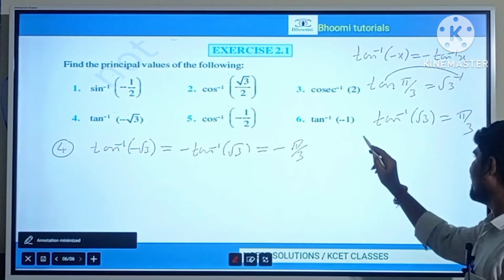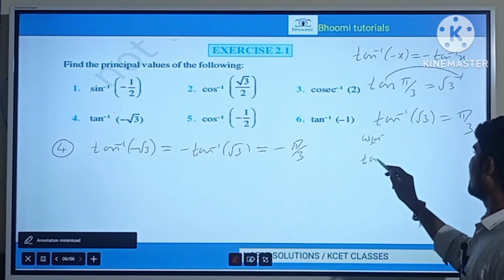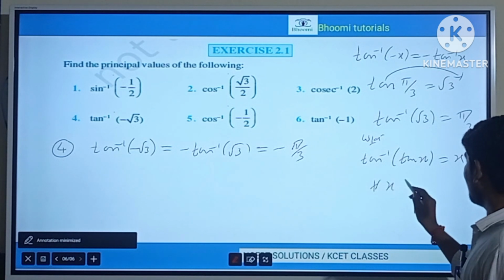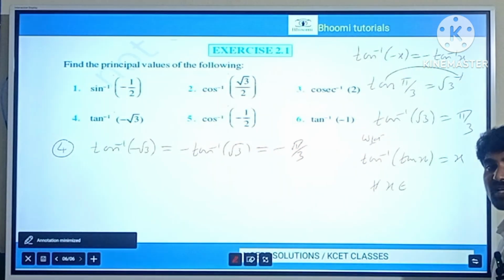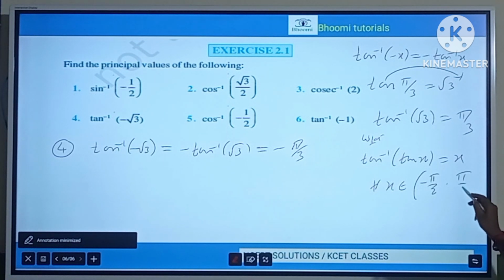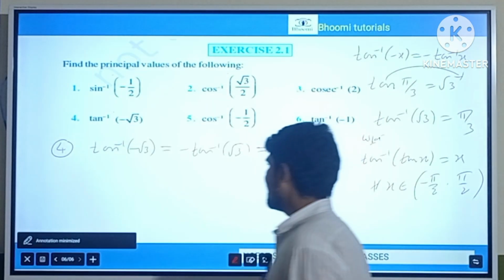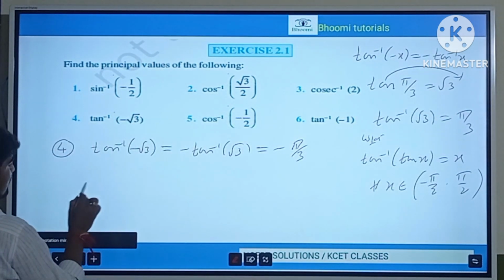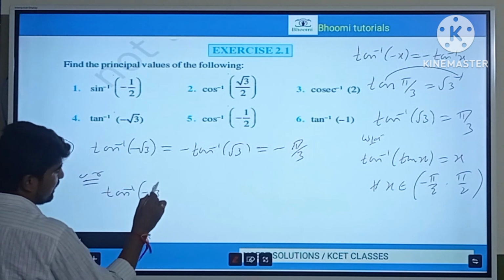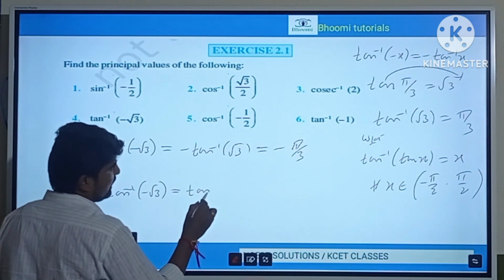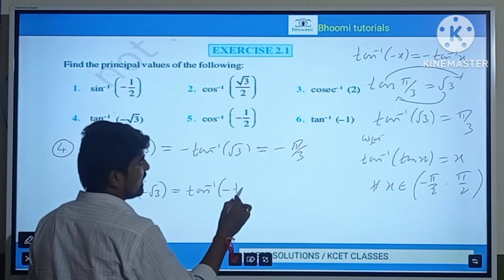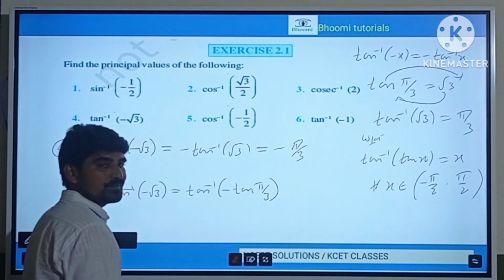Or we know one of the properties: tan inverse of tan x is equal to x, where x belongs to the principal value branch of tan inverse x. What is the principal value branch of tan inverse x? Open interval minus pi by 2 to plus pi by 2. Therefore, tan inverse of minus root 3 can be written as tan inverse of minus tan pi by 3.